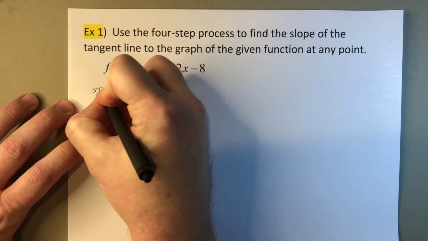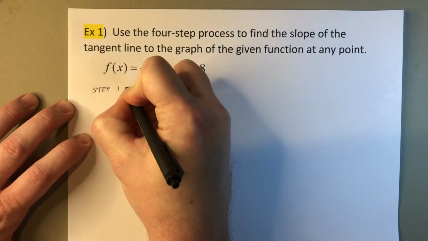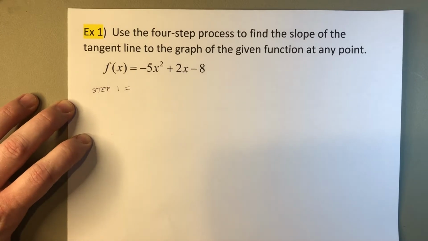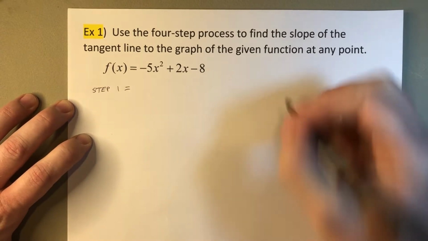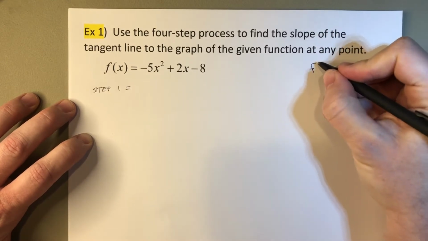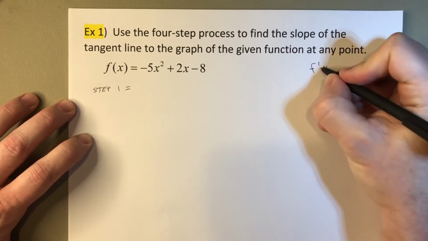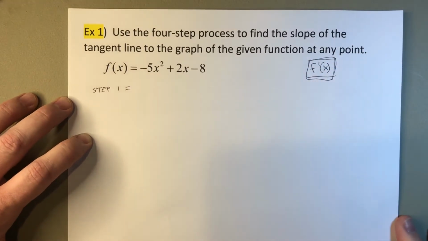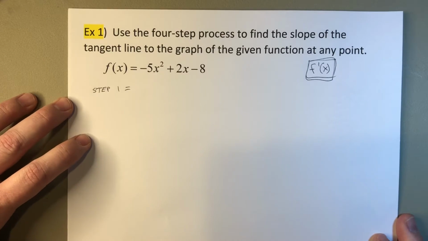Step number 1. Again, ultimately, what we're going to be determining here is what's called f prime of x, or the first derivative of the function f of x. This is what we're trying to determine. So we're going to use a 4-step process to accomplish that.